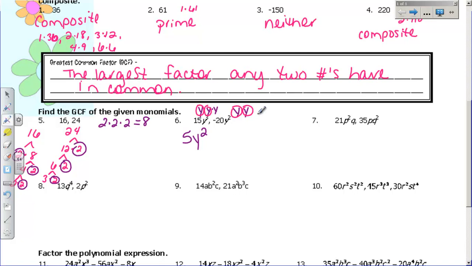Here is another way to look at it. If you will look at the variables, I have y to the third and y squared. Y squared has the smallest exponent, therefore it is the GCF. You just always pull out the variable that has the smallest exponent.